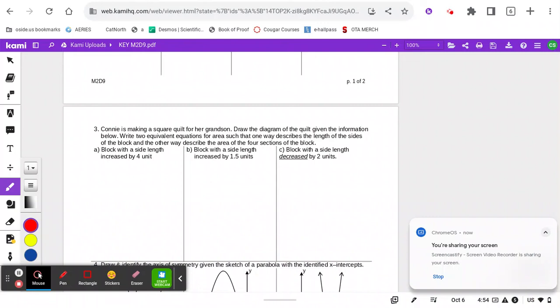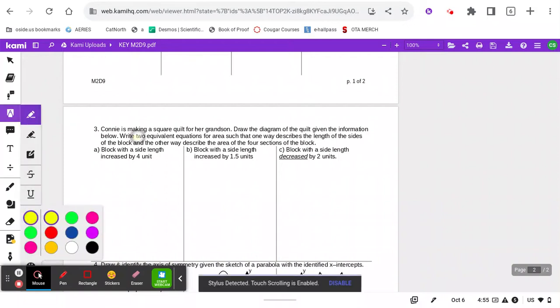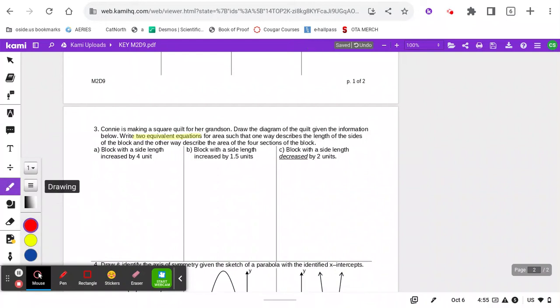Okay, this one is just like the task we did in class of the Mathematics Vision Project Task 2.3. So let's take a peek at this one, number 3, called Connie is making a square quilt for her grandson. Draw the diagram of the quilt given the information below, and then write 2 equivalent equations. So just like in class today, we're going to be writing the factored form and the standard form for each. So here we go. Get your drawing skills ready.